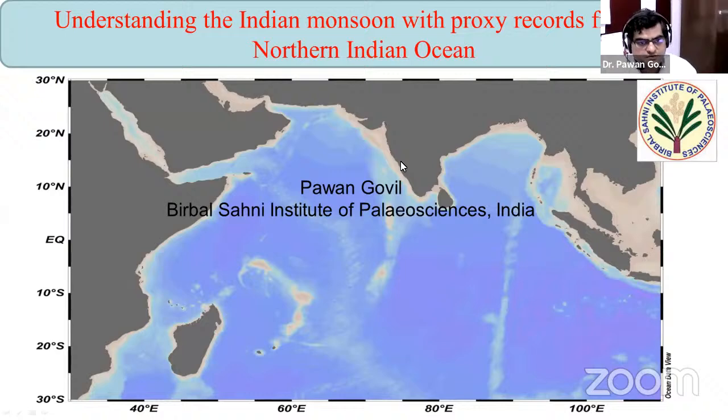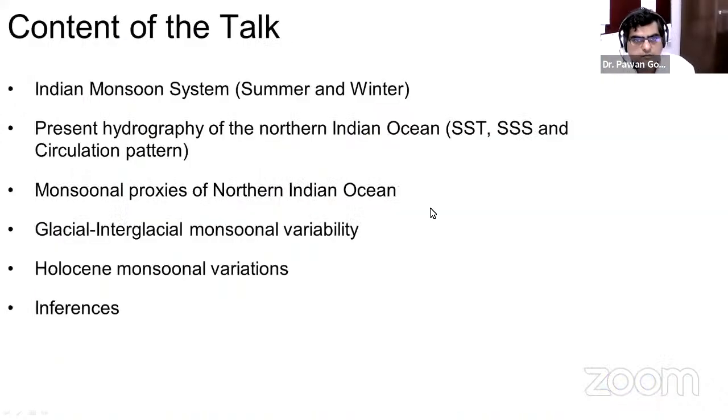Today my talk is understanding the Indian monsoon with proxy records from the Northern Indian Ocean. First, an introduction to the Indian monsoon system, summer and winter, and the present hydrography of the Northern Indian Ocean, in which we will give some time to sea surface temperature, sea surface salinity and circulation pattern. Then monsoon and proxies of the Northern Indian Ocean, what we usually use to decipher the monsoon intensity over time and how to do it. And in that, I will go by time period: first glacial, interglacial monsoon and variability, and then Holocene monsoon and variations, and their inferences, if we have any.